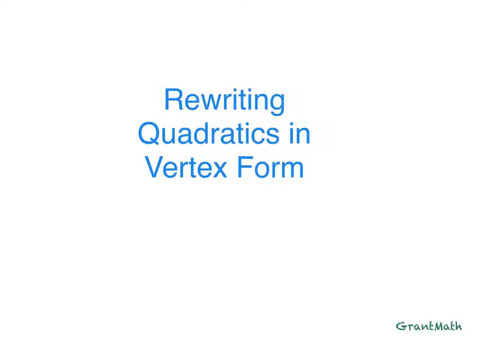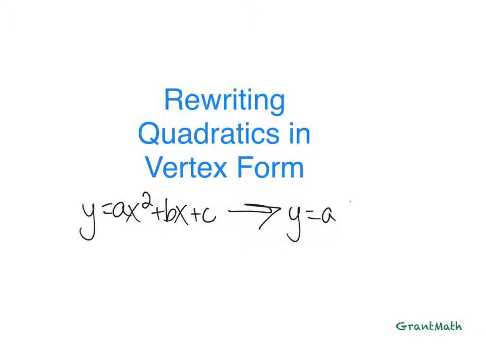We are writing quadratics in vertex form. We start off in standard form, y equals ax squared plus bx plus c, where the a is something that we're going to use also for our vertex form. And we're changing it to y equals a(x minus h) squared plus k, so this a stays the same.